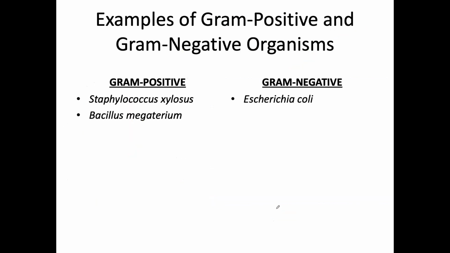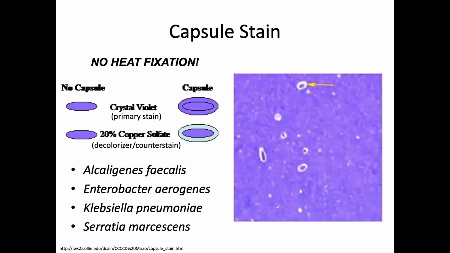So some examples, right? Gram positives, Bacillus megaterium, Staphylococcus, Gram negatives, E. coli. Okay, we've got other examples as well. With a capsule stain, all right, there's no heat fixing step, right? And what you're doing here is the capsule won't hold any stain.